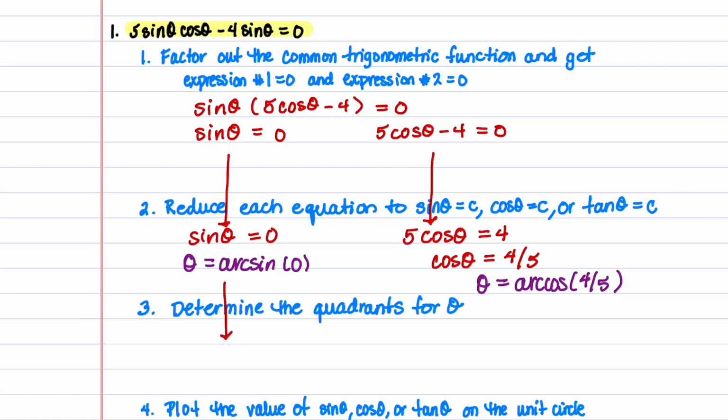For theta is equal to arc sine 0, our theta is going to be a coordinate point. In our second equation, because cosine theta is positive, theta is going to be located in quadrants 1 and 4 because that's where cosine is positive.